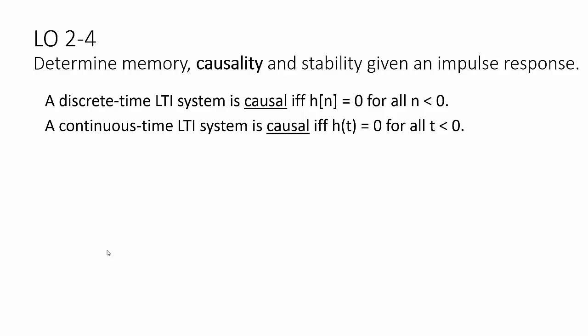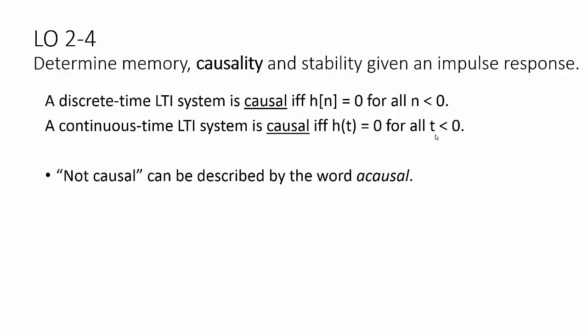Causality. A discrete time LTI system is causal if and only if the impulse response h of n is 0 for all time n less than 0. A continuous time LTI system is causal if and only if h of t is 0 for all t less than 0. Note that both of these are looking for our impulse response to have 0 value, 0 amplitude, when we're time negative, whether it's discrete time or continuous time.